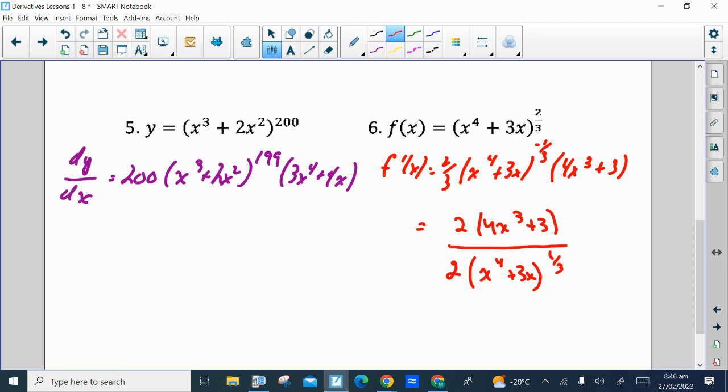Okay. But we could definitely divide. Sorry, that 2 on the bottom is wrong. That should be a 3. The denominator was 3 there. Okay.